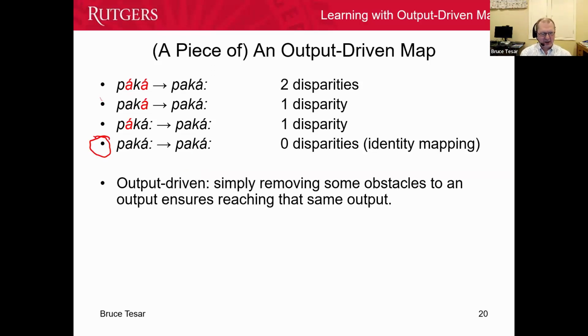And so if we were to look at this as a structure where this is our output, that input, which is identical to the output, clearly has the greatest similarity. You can't get more similar than identity.